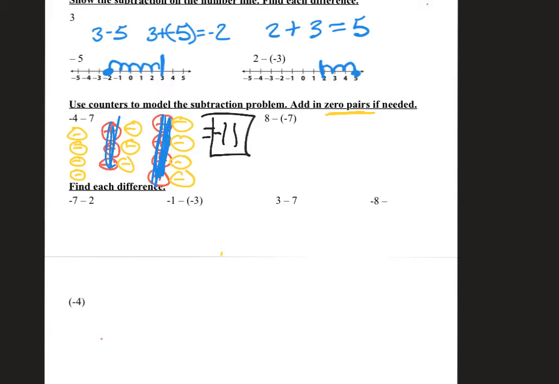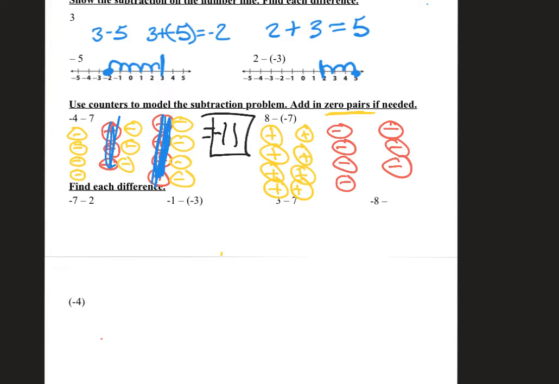Okay, on the next one, we're starting with positives. Oh, I did that backward. I usually use yellows for positives. So I have 8 positives, right? And I need to take away 7 negatives. I don't have any negatives to take away, so I'm going to add in 7 of them using 0 pairs. And you can just do the plus minus signs because you won't have a color.